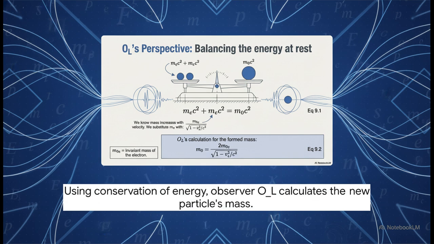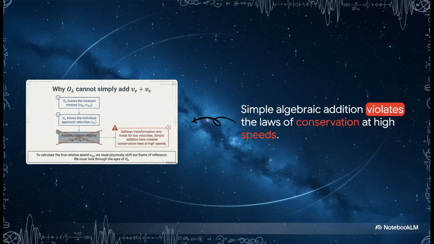And using the formula that tells us mass increases with velocity, OL can calculate the exact mass of this new particle, which we're going to call m0. So here's the crucial bit. OL knows the mass of the new particle and the speed of the incoming ones. But OL also knows they can't just add the two speeds together. That simple addition only works for slow stuff. At these speeds, it would literally violate the conservation laws we just used. So to find the true relative speed, VE, we're going to need a different point of view.